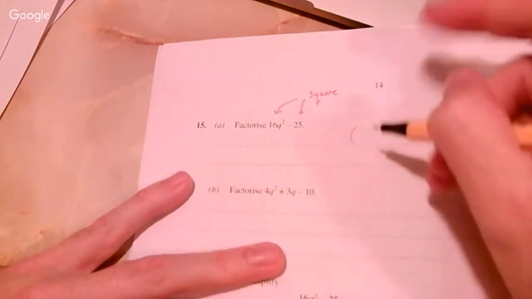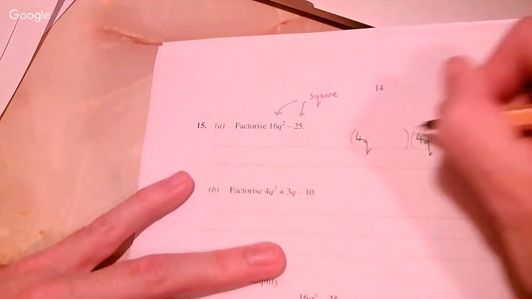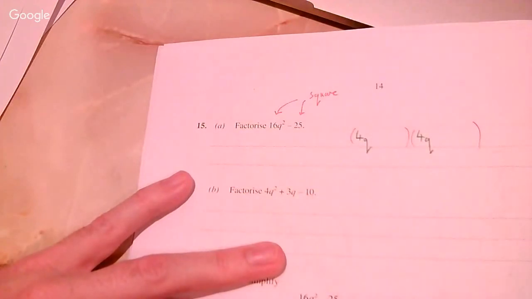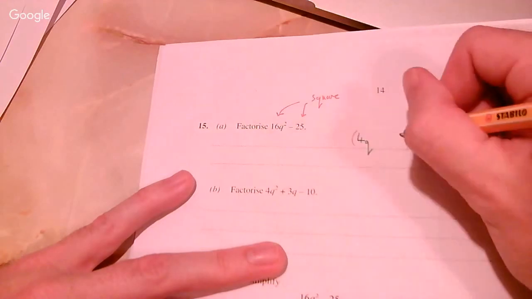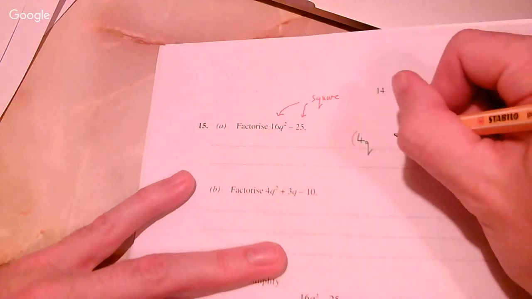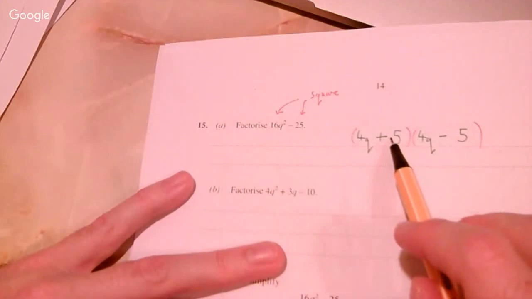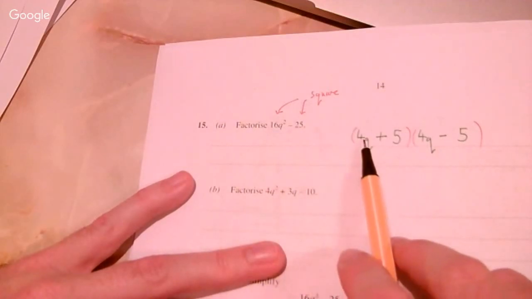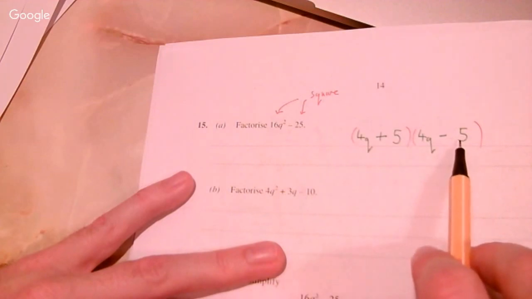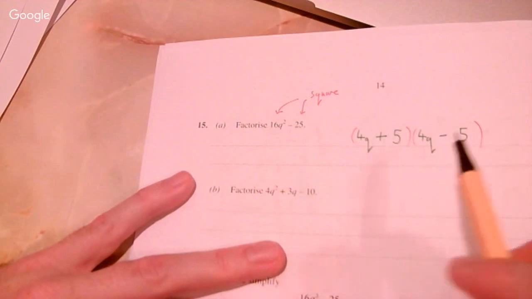Well, if you square root the 16, you get 4q and 4q. 4q times 4q would give me 16q squared. And then square root the 25 gives me 5, so I get 5 and 5 there. And when we say it's the difference of two squares, one must be plus, one must be minus. So plus 5 times minus 5 will give me minus 25 as required. But when I get 4q times minus 5, I get minus 20q, and here I get plus 20q, so they just cancel out.